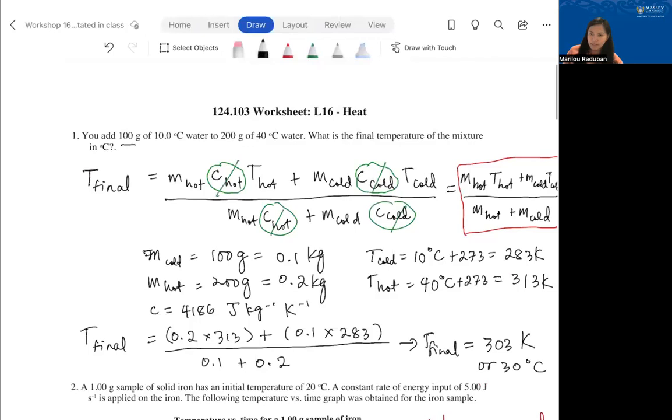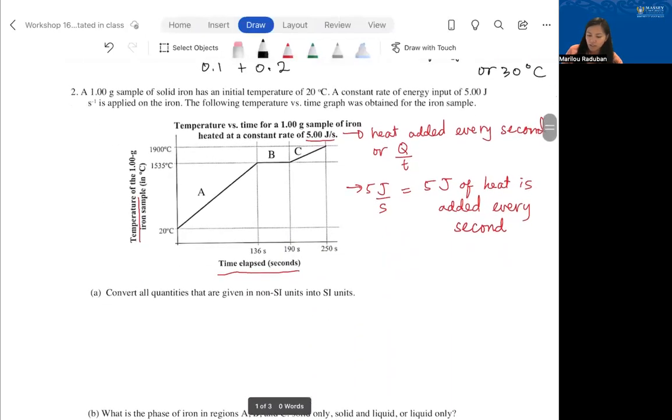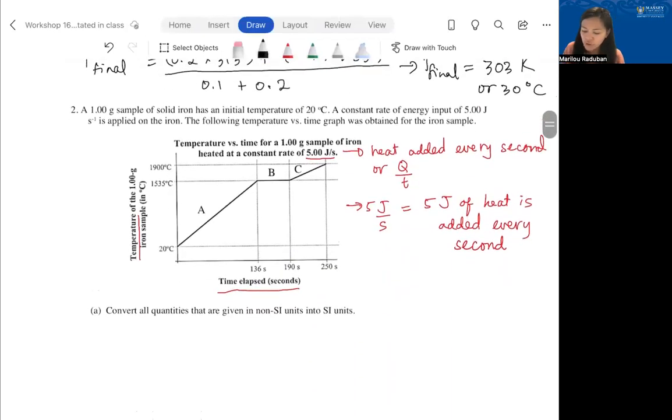Cool. Otherwise, the next question: a 1 gram sample of solid iron has an initial temperature of 20 degrees Celsius. So it initially starts at this point in the graph, and a constant rate of energy is input at 5 joules every second. And we're given this temperature graph. As I've explained earlier, what we have in the x-axis is time, and what we have is the rate for which heat is added. It's 5 joules every second.